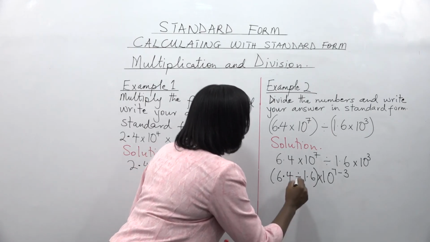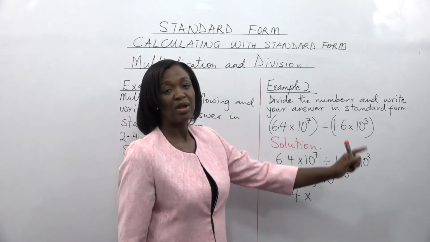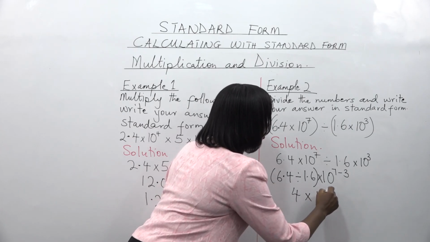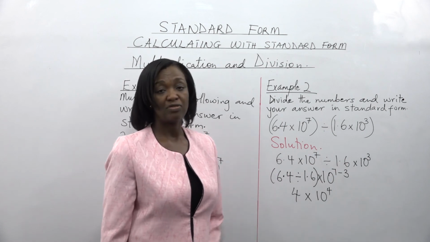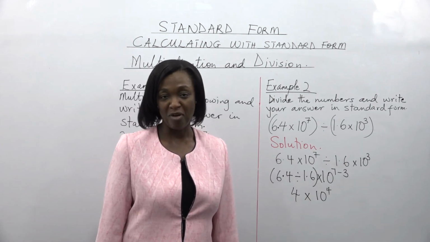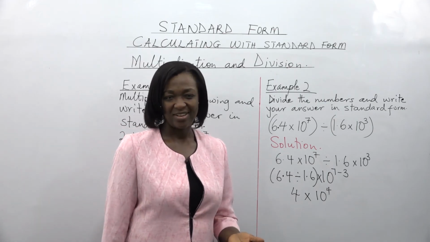So the answer becomes 4 times 10 to the power 7 minus 3, which gives us 10 to the power 4, because 7 minus 3 is 4. The final answer is 4 times 10 to the power 4. You see how easy it is. Maths is easy and fun.